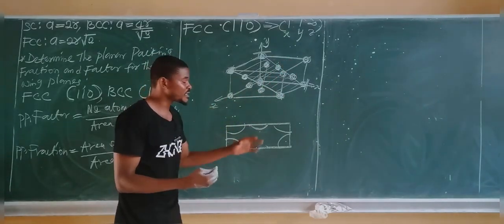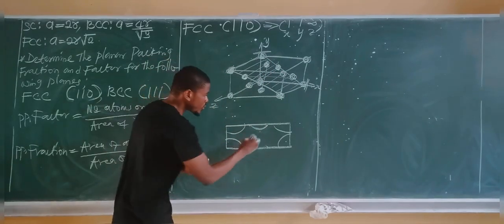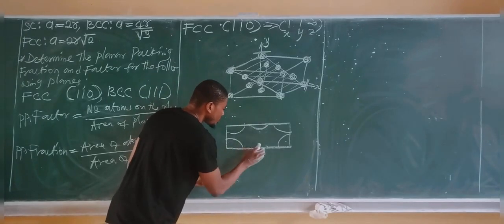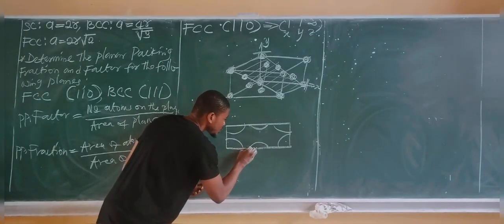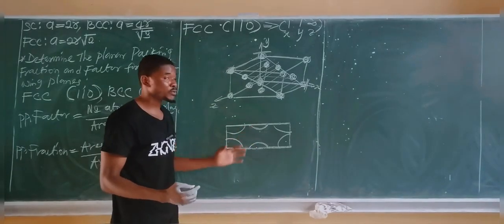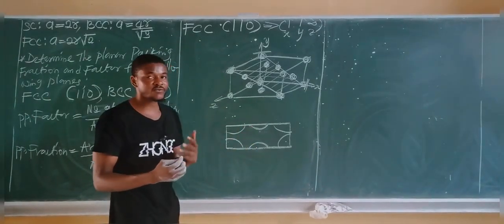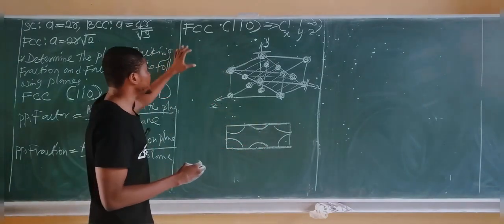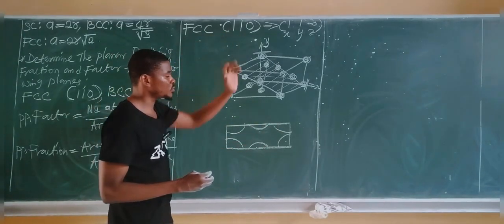So on each of the faces, there must be a central atom. On this face we have a central atom, and on this other face we also have another central atom. Both of them are sharing, so this brings half and this brings half. Both of them combine to give us one full atom. So this becomes the FCC structure for the 110 plane.